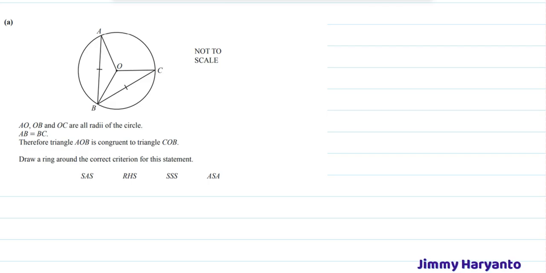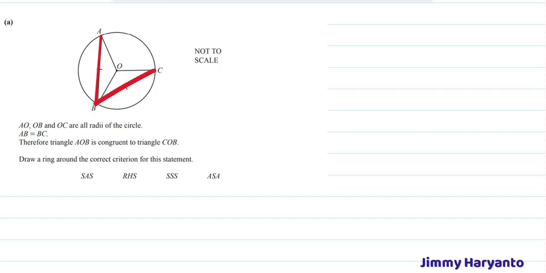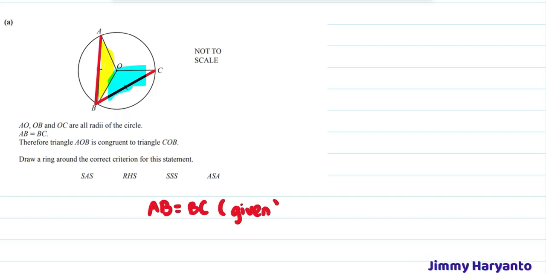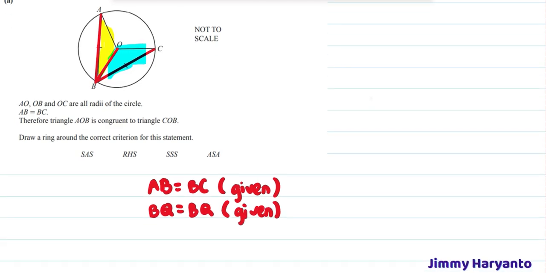For this one, you have congruent test questions. That means we have to give reasons in this question. First, take a look at this triangle and this triangle, it has to be equal or congruent. But we still have to give the reason. So AB equals BC. The reason is given. And then this one also, BQ from the first triangle and the second triangle will be the same because it's given.